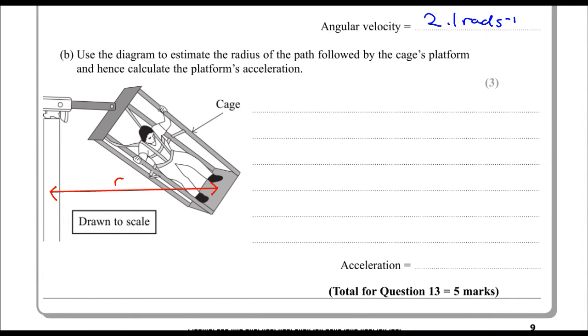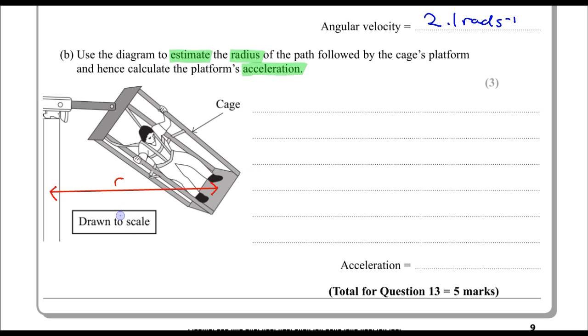For part B, we are told to estimate the radius of the path followed by the cage's platform. And then we'll need to calculate the acceleration of the platform. As the cage rotates around the fixed pole, this is the radius that we need to estimate.